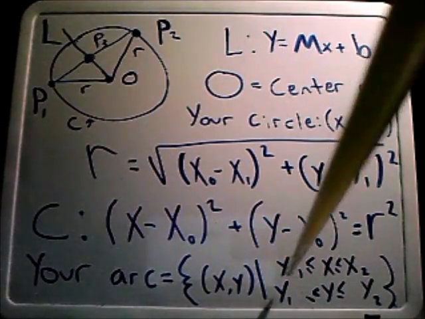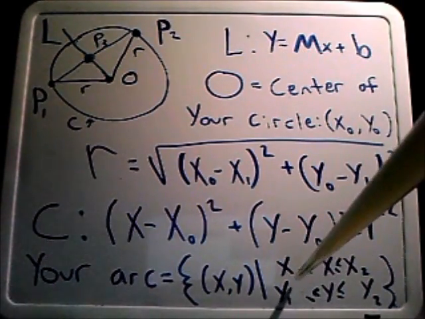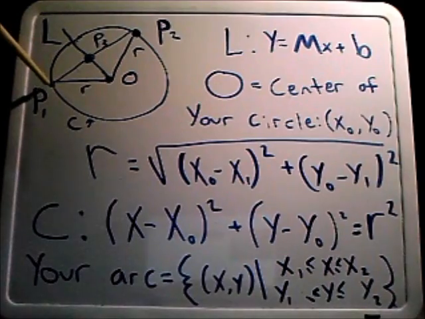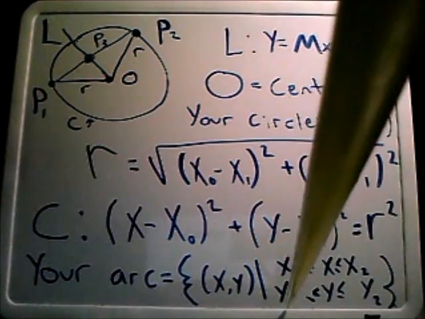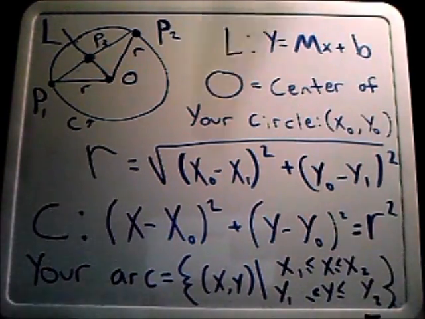Now your arc, the one that you want, is going to be the values of x and y such that x is between x1, which is going to be the x value of this guy, and x2, which is going to be this guy. Your y value is just between y sub 1 and y sub 2. Okay? I hope you understand that.